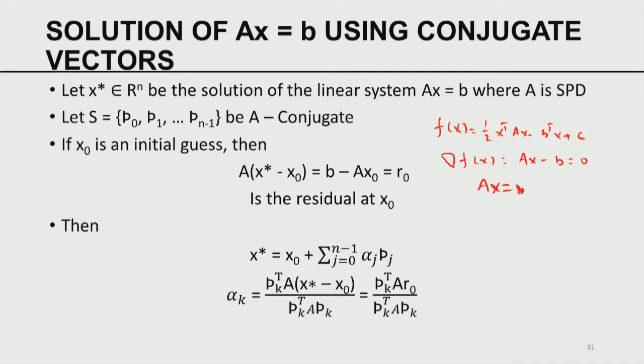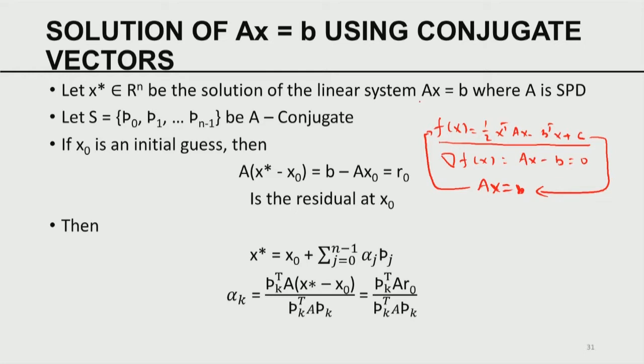Therefore, you can readily see that if f of x is a quadratic function, at the minimum Ax must be equal to b. Ax is equal to b is the gradient of a quadratic function. Therefore, minimizing a quadratic function and solving a linear equation are equivalent problems. So, we can pose the conjugate gradient method either as one of solving a linear system or one of solving a minimization of a quadratic form.